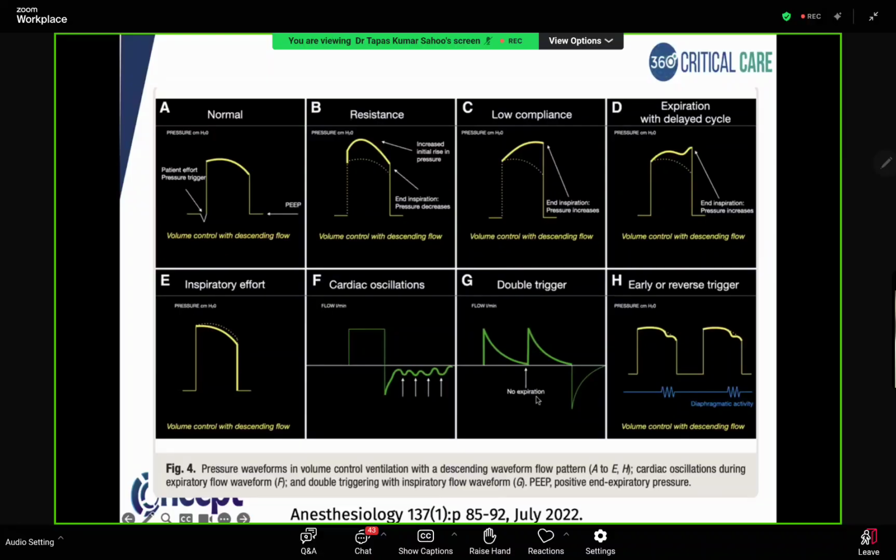And there is a double trigger, that means no expiration is happening here. The patient is trying to breathe before the expiration is happening again. So you need to troubleshoot the triggers. This is sometimes a favorite question, but yes, it needs to be understood in the real context.